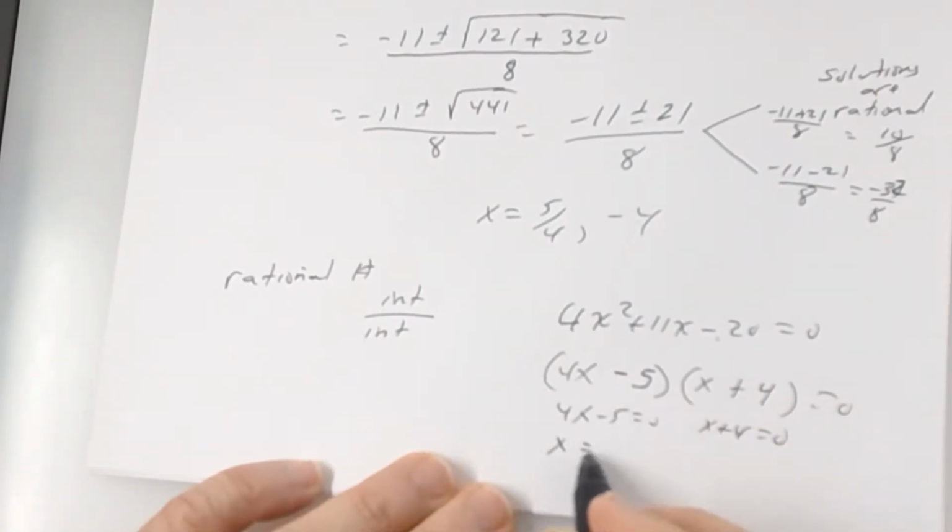Set each one equal to 0. So x is going to be what? 5 over 4. Here, x will be what? Which is what you got.